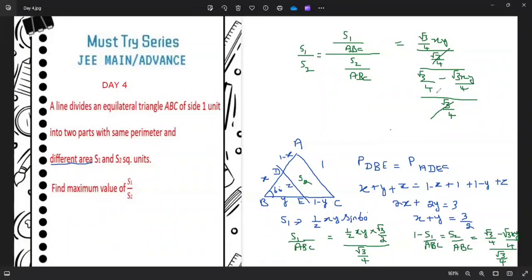Further, I understand root 3 by 4 is common. If I bring out root 3 by 4 common from the denominator, I am left with 1 minus xy. The numerator also has the same, root 3 by 4 xy. Root 3 by 4, root 3 by 4 gets cancelled. I'm left with xy by 1 minus xy. We already have a relationship between x and y: y is nothing but 3 by 2 minus x. So once you substitute this, x into 3 by 2 minus x, thereby 1 minus x into 3 by 2 minus x.